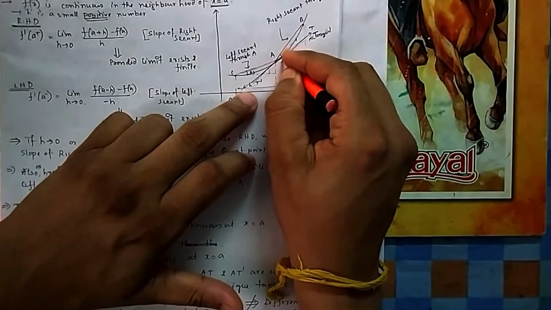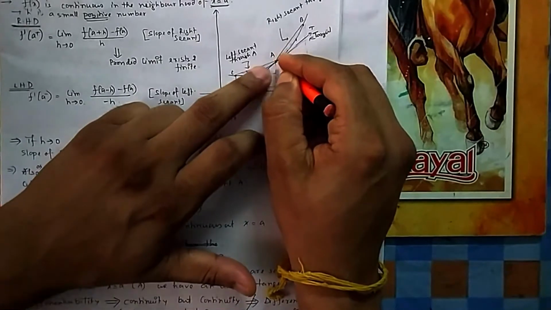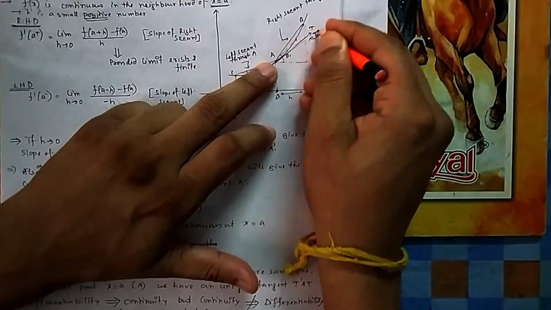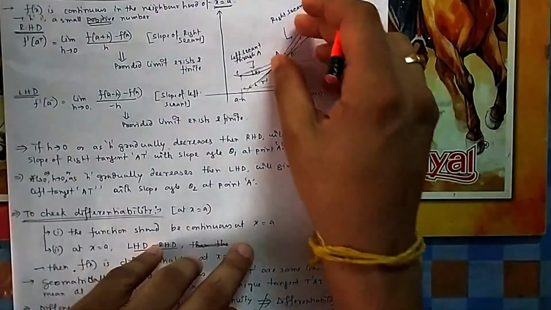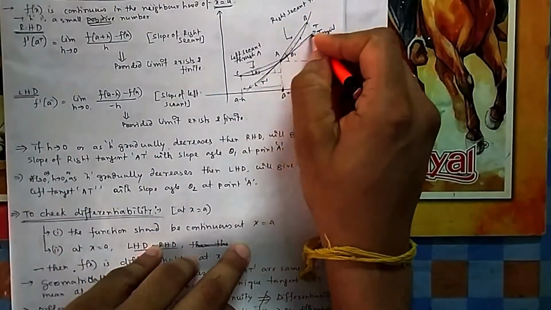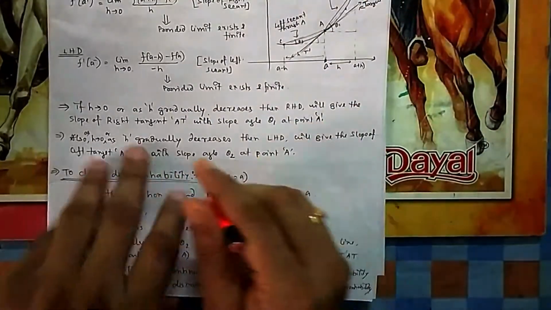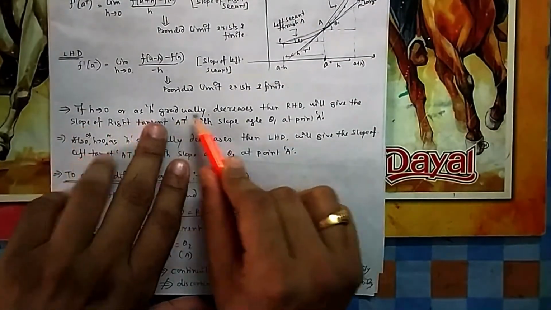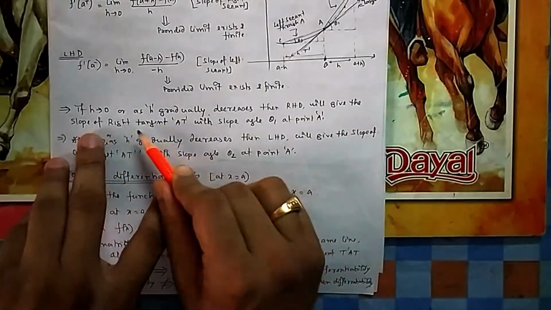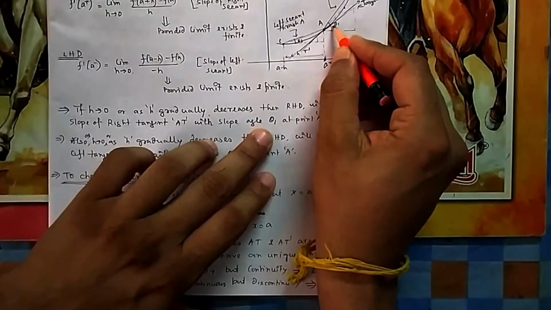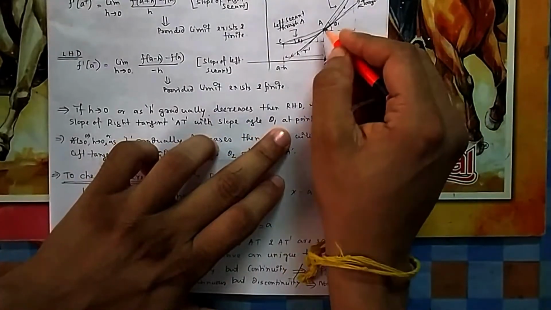So you can see your delta theta 1 is reducing. Ultimately if you move as close as possible to a, it will look like this tangent AD. So gradually if you reduce it, it will give you this tangent AD, which is known as the right tangent. You are drawing the tangent in the right direction. So if h tends to 0, as h gradually decreases, then RHD will give the slope of the right tangent AD, with slope angle theta 1 at the point A.